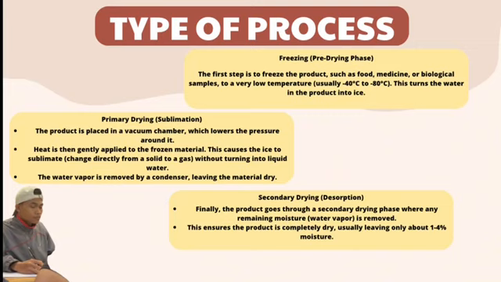And last but not least is secondary drying, which is desorption. Finally, the product goes through a secondary drying phase where any remaining moisture, water, or vapor is removed. This ensures that the product is completely dry, usually leaving only about 1 to 4% moisture.